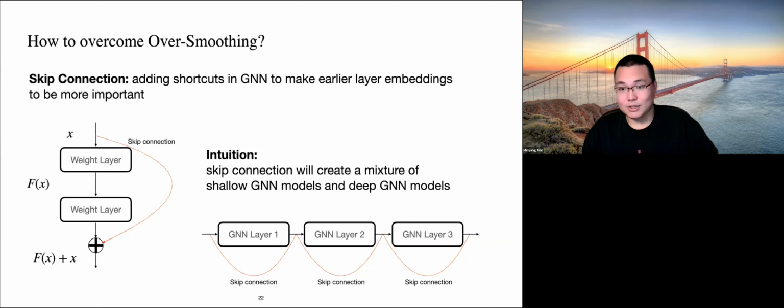Second is a useful and widely used trick called a skip connection. I suppose you've been using it a lot if you have constructed your own models. It just adds shortcuts in the GNN to make earlier layer embeddings more important. The intuition is that a skip connection will create a mixture of shallow GNN models and deep GNN models. So you can see here, we directly add the inputs to our output results.